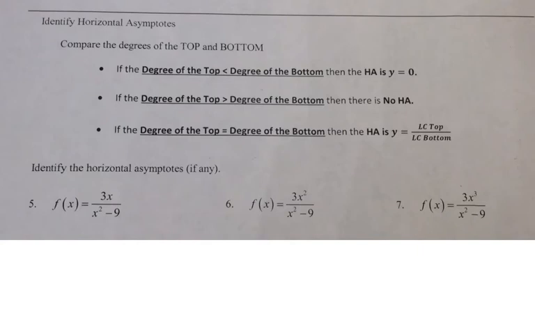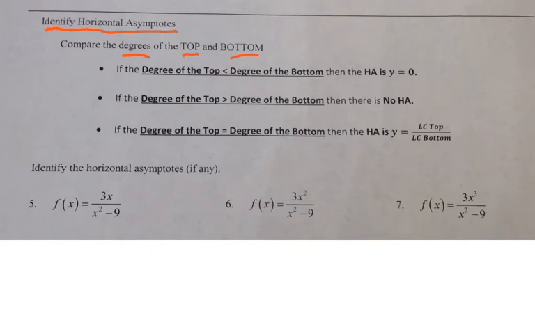Okay, so we're going to continue 3.5 with now looking at horizontal asymptotes. What I have listed here are the ways that we identify horizontal asymptotes. The way we do this is we compare the degrees of the top and the bottom. So we look at the degree of the polynomial in the numerator, and we look at the degree of the polynomial in the denominator. So if the degree of the top is less than the degree on the bottom, then there's a horizontal asymptote at y equals 0.